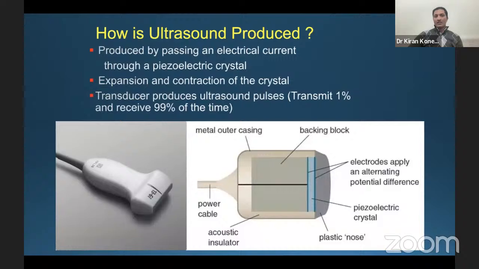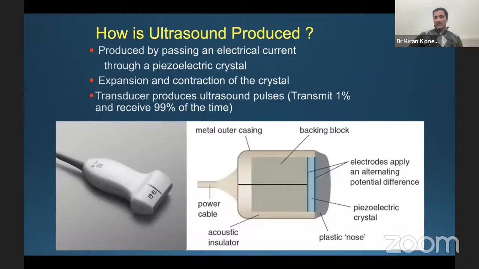So how is this ultrasound produced? As many of you would have seen, depending on the size, most of the time there is a probe or a handheld gadget which is impregnated with piezoelectric crystals. When electricity is passed through these piezoelectric crystals, they undergo expansion and contraction. And that produces the ultrasound pulses, which go beyond our hearing ability. Depending on the type of the probe, as it is called, the pulses can vary.